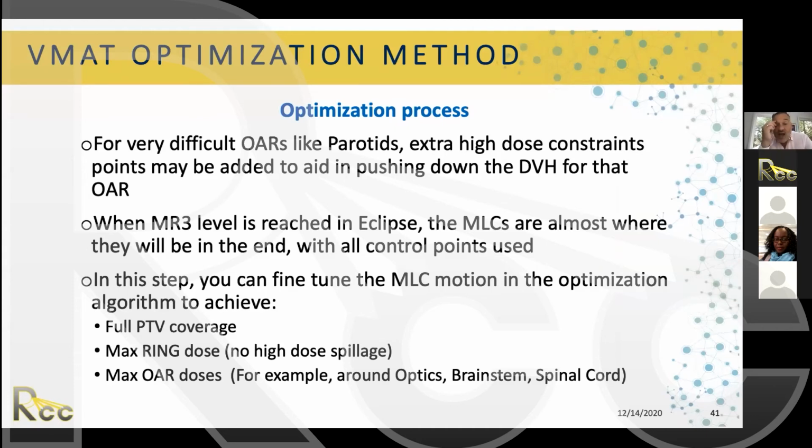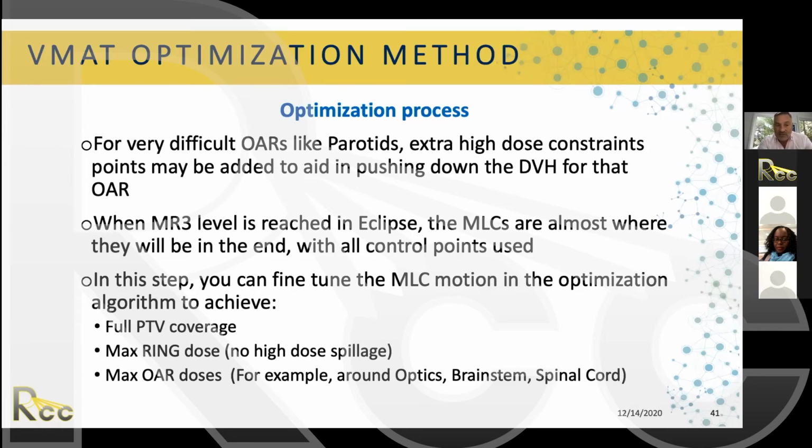So extra high dose constraint points might be added to aid in pushing down the DVH for that OR particularly. That's the only structure that I would say you will use these extra high dose constraint points for. When MR3 level is reached in Eclipse, the MLCs are almost where they will be at the very end, using all the control points. So at this point is when you're going to be doing this fine tuning that I was talking about before.